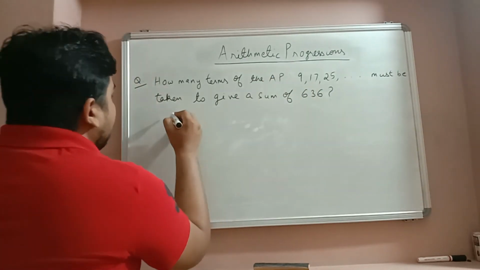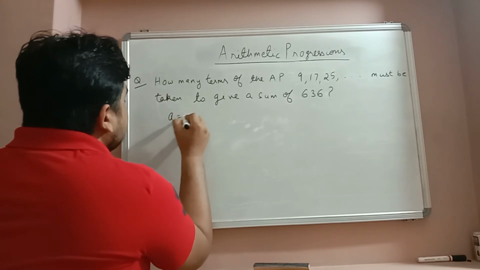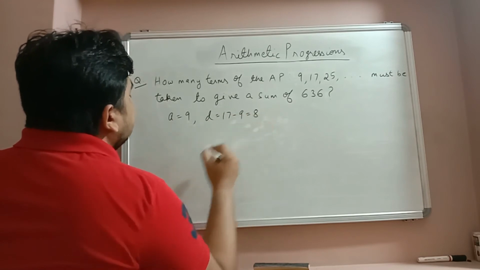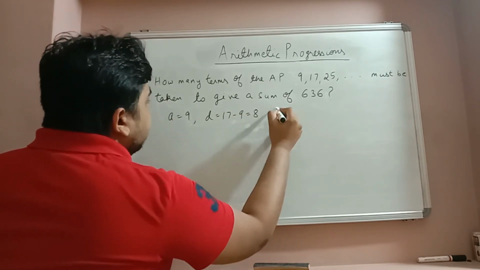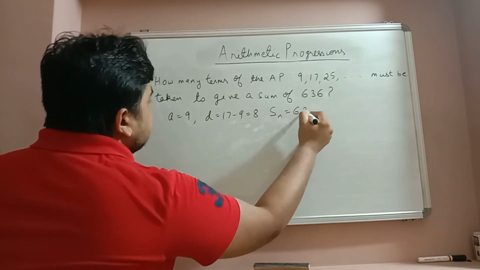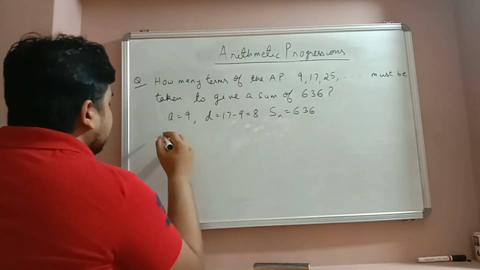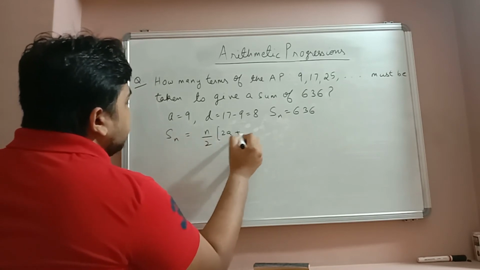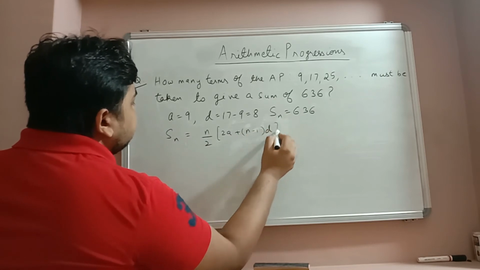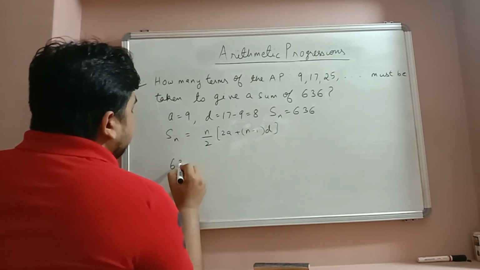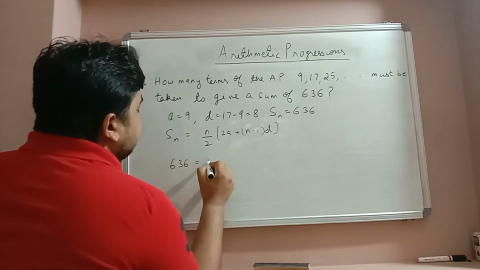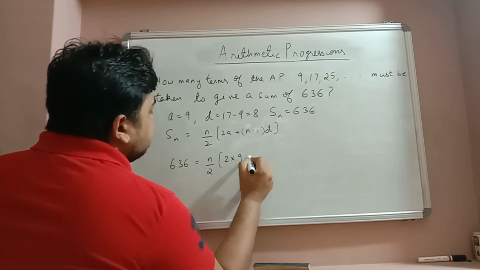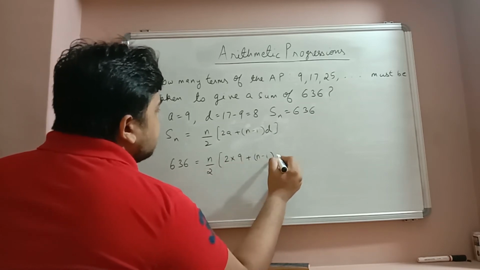So let us write down all the information first. A is equal to 9, d is equal to 17 minus 9, that comes out to be 8. N we need to find, but Sn is given, Sn is 636, the sum of the first n terms. So we will use the formula Sn is equal to n by 2 into 2a plus n minus 1 into d. So we will form the equation 636 equals n by 2 into 2 into a, which is 9, plus n minus 1 into d, d is 8.